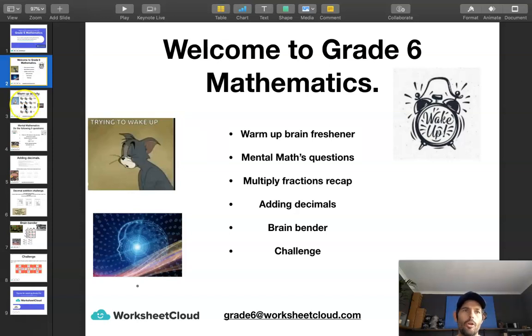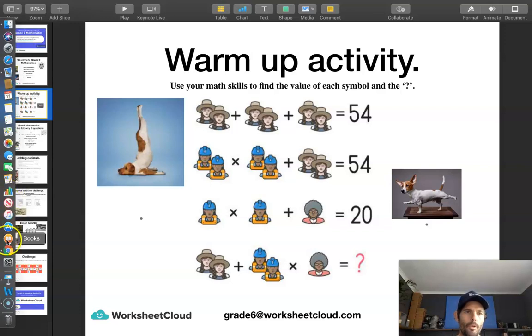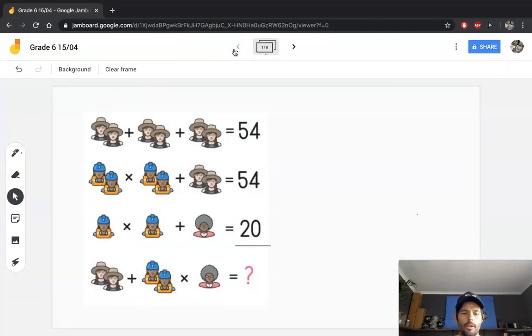Okay, so your warm-up activity today is again to use your math skills to work out the value of the symbols, and then don't forget the pink question mark at the end. So now would be a great time for you to press pause while I work it out, and then when you're finished, just press play and see if you have managed to get what I've worked out for you. Okay, so now press pause. Okay, so we'll just work this out on the Jamboard quickly.